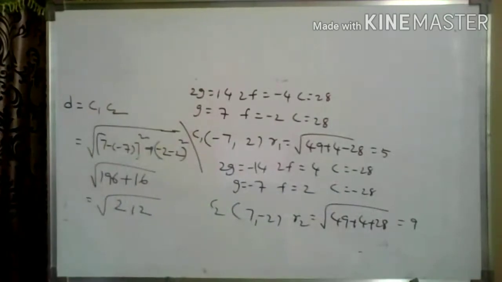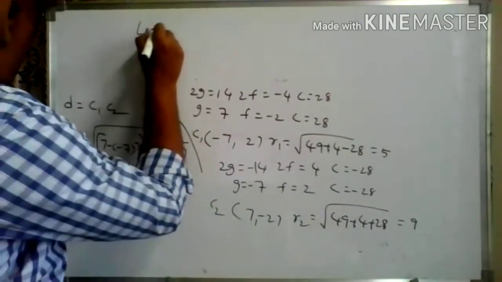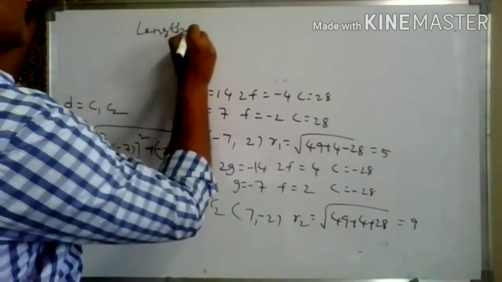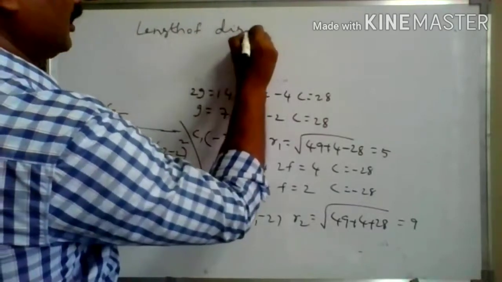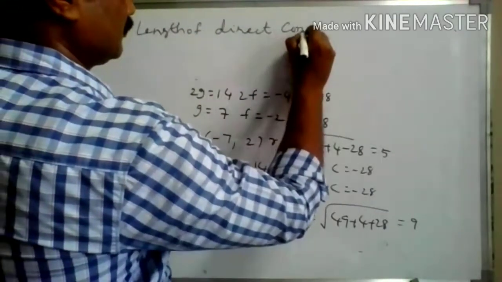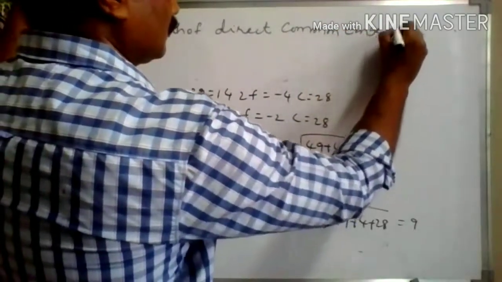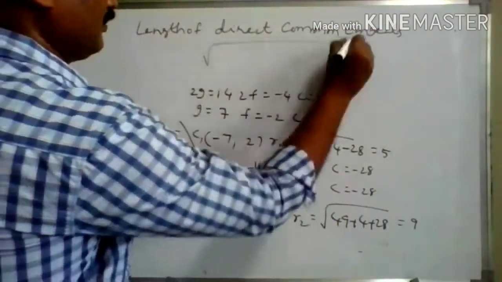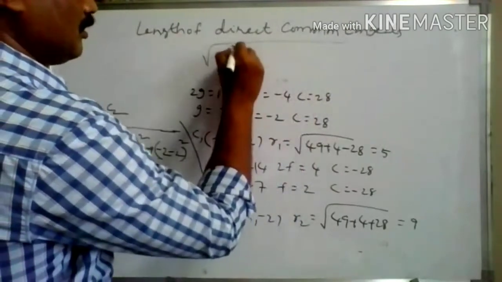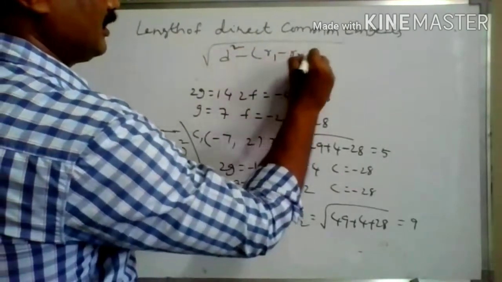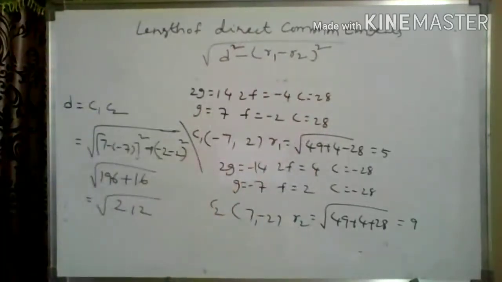First, length of direct common tangents. The formula: length of direct common tangents is equal to root of D square minus of R1 minus R2 whole square.